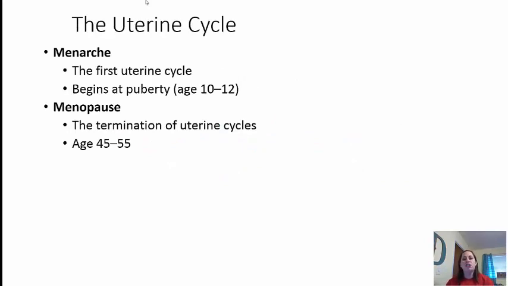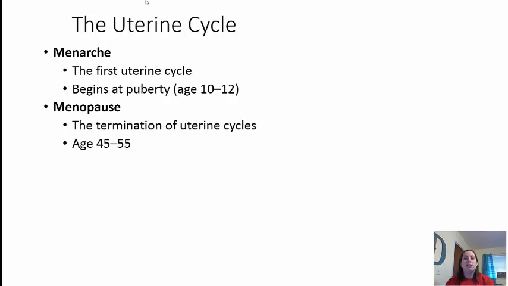Menarche is the first uterine cycle, so when puberty actually begins. This happens between ages 10 and 12. It's actually getting to be younger. The average is 10 to 12. The average used to be 14 to 16. So we're starting to see it go down, and we have actually even seen 8-year-olds who have started this cycle. A lot of times, guys, it depends on the amount of body fat that's present inside the female. Once they reach a certain body fat index or body mass index, it then causes the body to release the hormones needed to start the process.